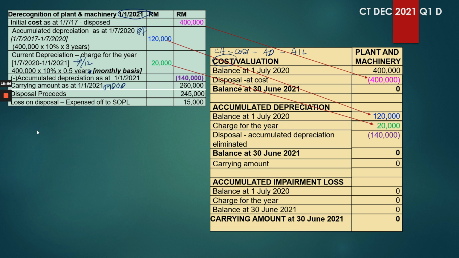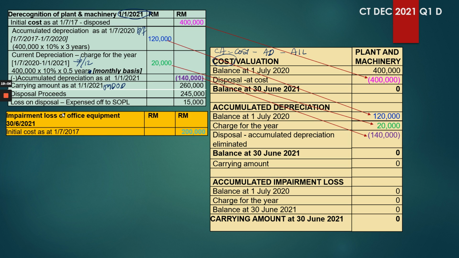Okay, next we'll go and look at the impairment of the asset. But before that, as I mentioned, the accumulated depreciation has been eliminated for the asset, plant and machinery. Now we move on to the impairment of asset that has been taken for the case of office equipment.